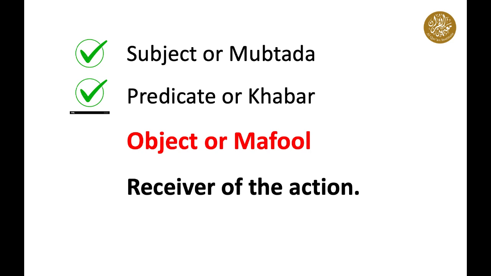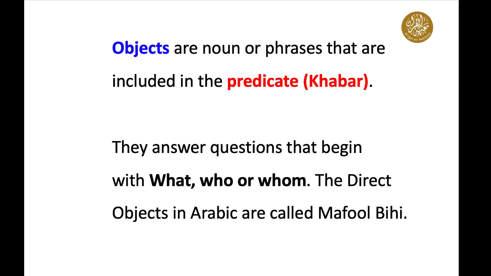Okay, now that you know the two main parts of a sentence, take a look at how optional elements work. One of the most common objects is Mafool. That means the receiver of the action. Objects are noun or phrases that are included in the predicate or khabar. They answer the questions that begin with what, who, or whom. The direct objects in Arabic are called Mafool bihi.